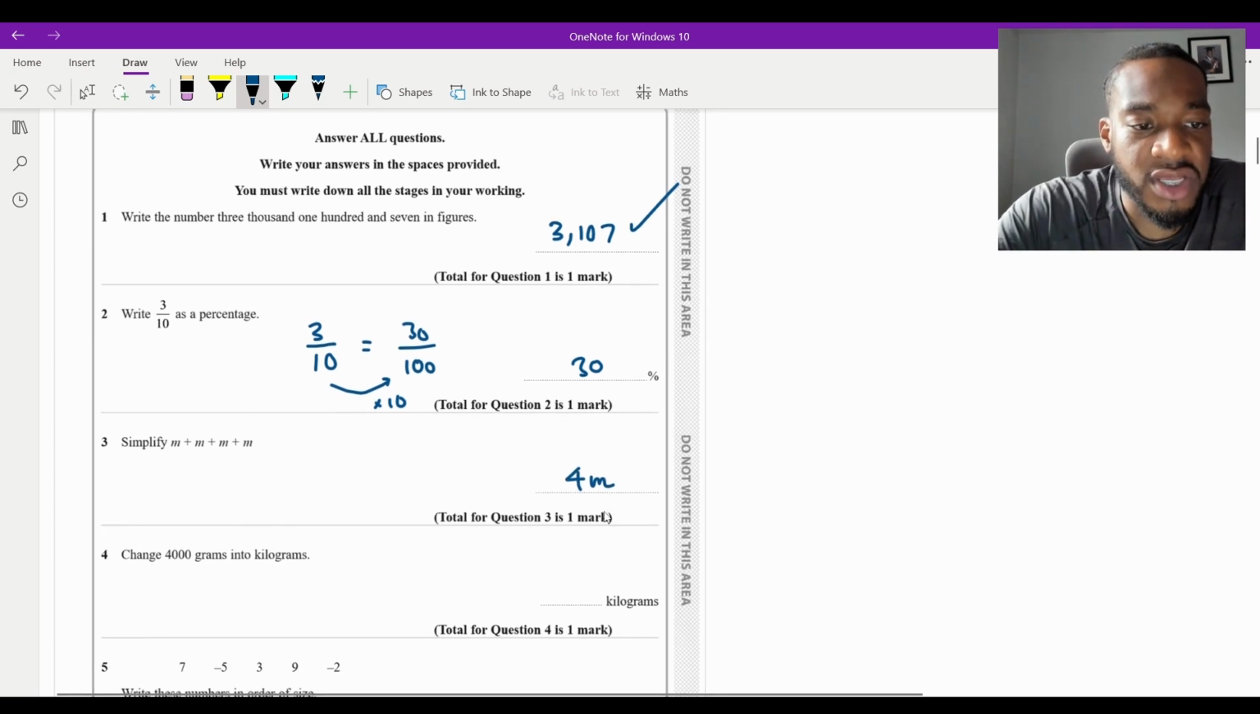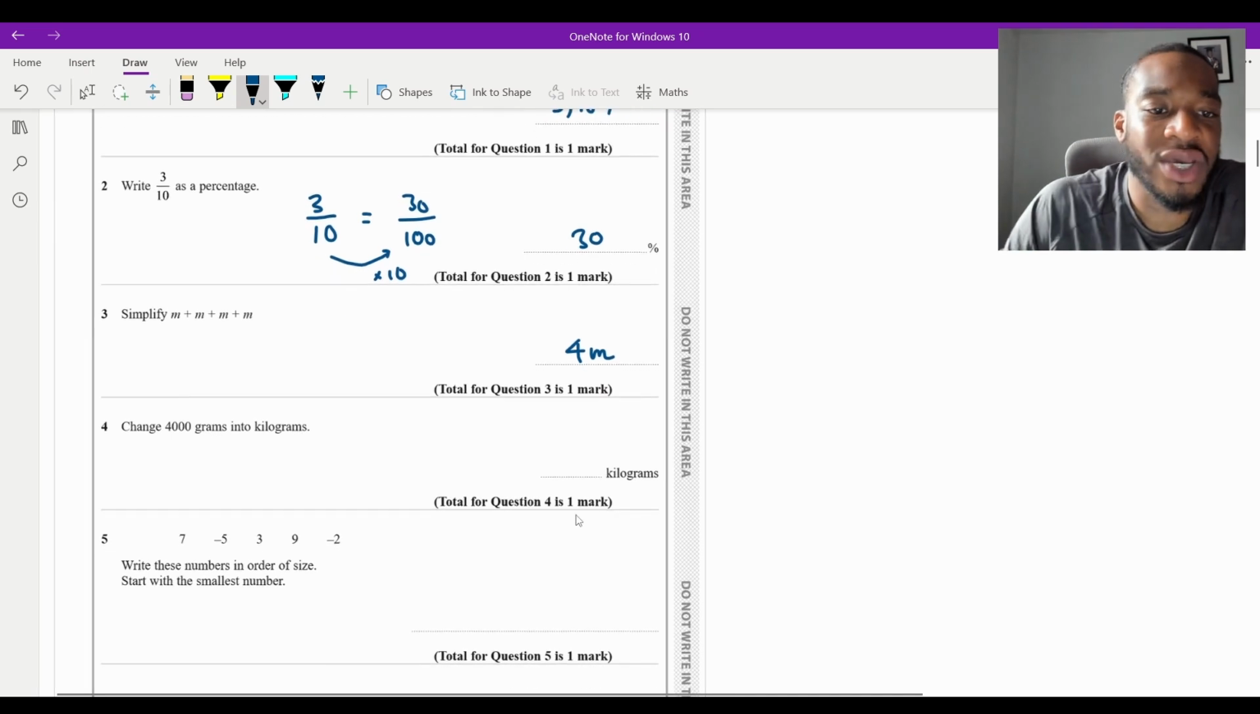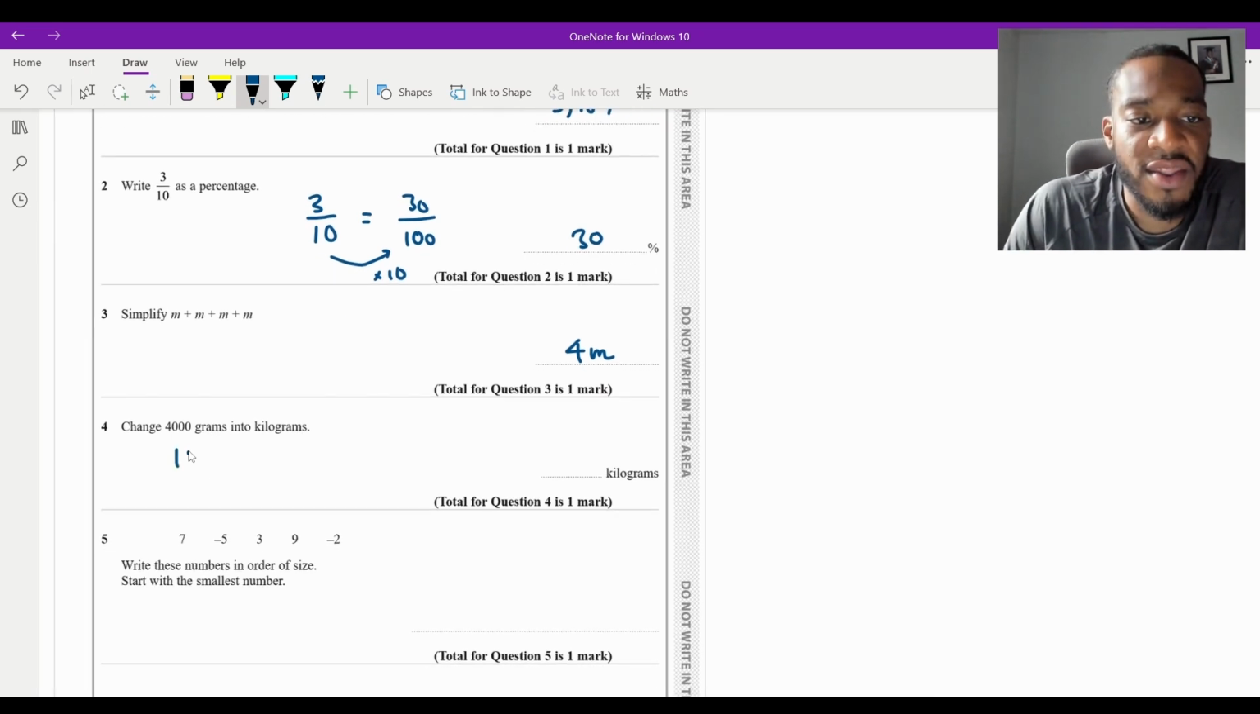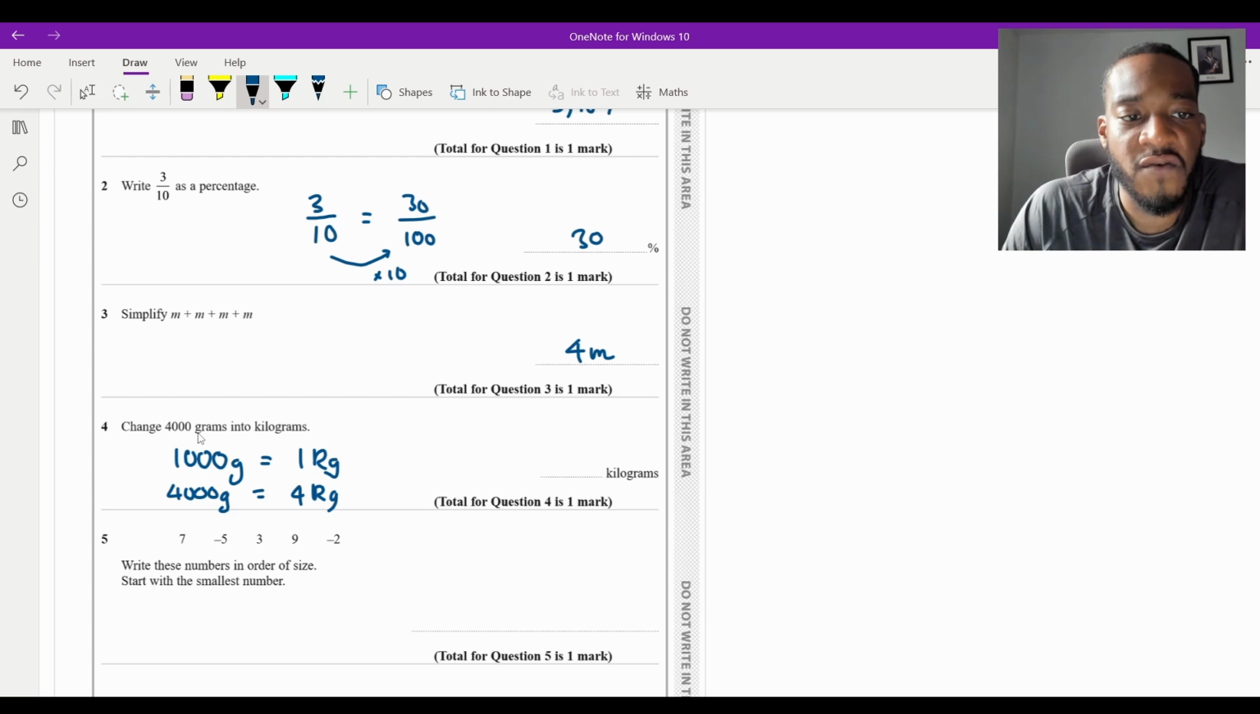And question four says we need to change 4,000 grams into kilograms. Now remember, there are 1,000 grams for every kilogram. So to get kilograms, we're going to divide by 1,000 to get 4. So 4,000 grams is going to be 4 kg. You could have just divided 4,000 grams by 1,000 to get you into kilograms. So it's going to be 4 kilograms here.